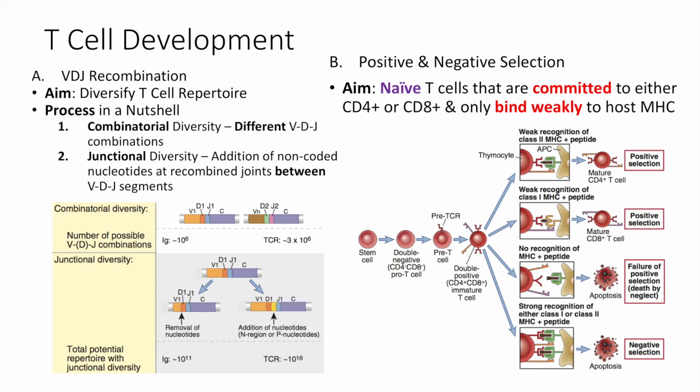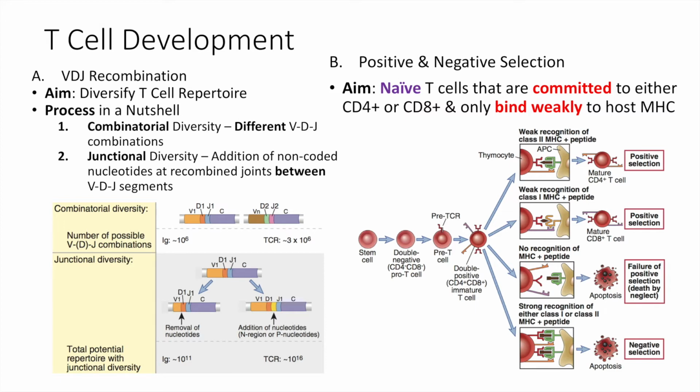So we have junctional diversity. This is where, in between the V, D, and J segments, there is random addition of nucleotides. And this is random, so it means there's really a huge repertoire of receptors being coded for. But now that we have produced such a wide range of receptors, we need to select for receptors that are actually useful, and secondly, we have to select against receptors that will recognize our self antigens. They are autoreactive. This is where part B comes in, so that's positive and negative selection.